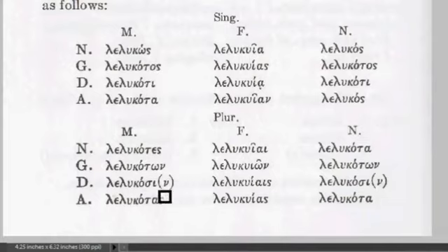We come down to the plural side, lelukotes, lelukiai, lelukota, lelukoton, lelukion, lelukoton, lelukosi, lelukiais, lelukosi, and lelukotas, lelukias, lelukota. So again, you'll notice that the endings, while they're not quite the same as we learned back in the present participle chapter 18, nevertheless they're similar enough that it's not overly difficult to master these endings.